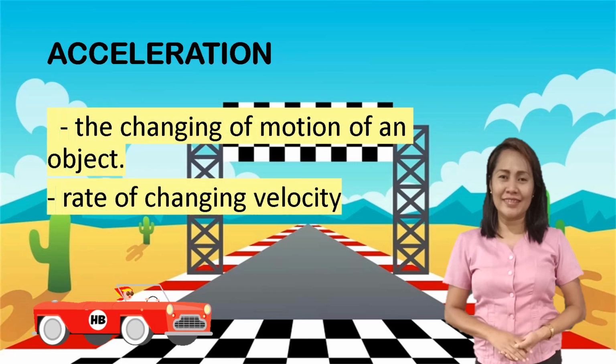You change your speed as you travel from a smooth highway to a rough road in the barrio. Sometimes you even change direction. Whenever there is a change in speed, a change in direction, or a change in both, there is a change in velocity. This change in velocity describes the acceleration. Acceleration is the changing of motion of an object, and it describes the rate of change in velocity.